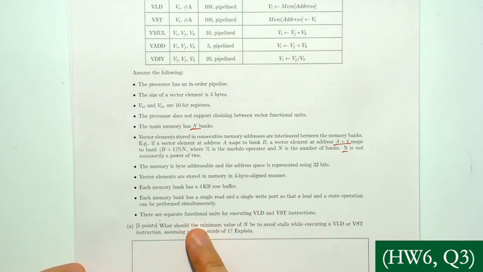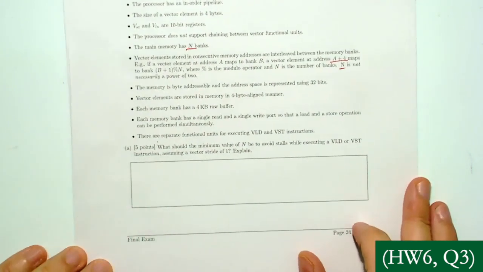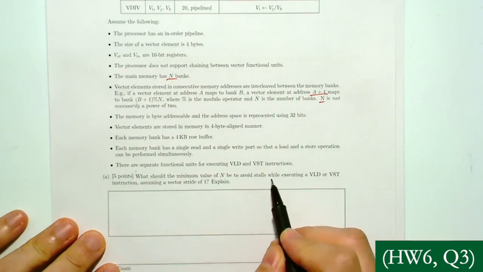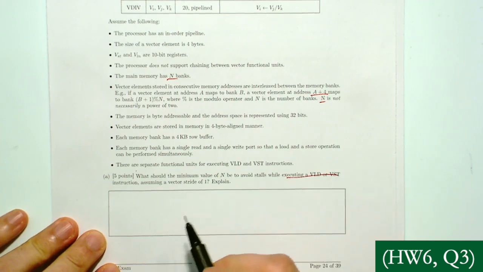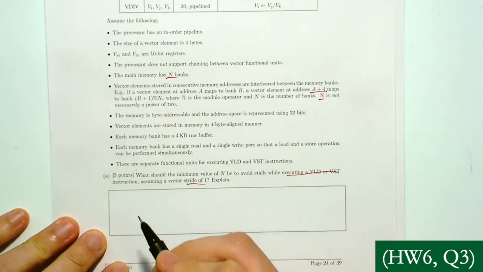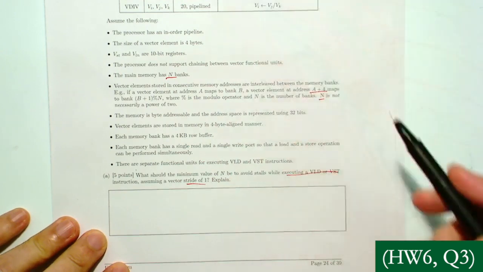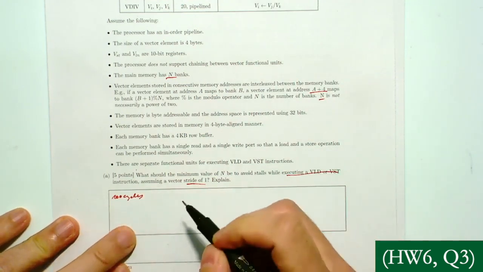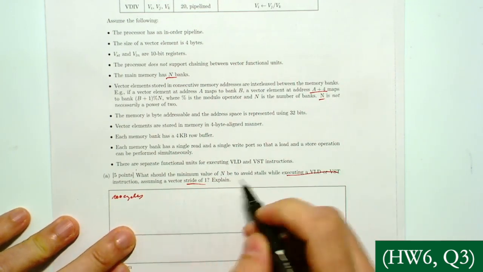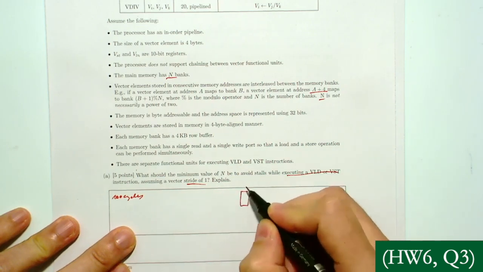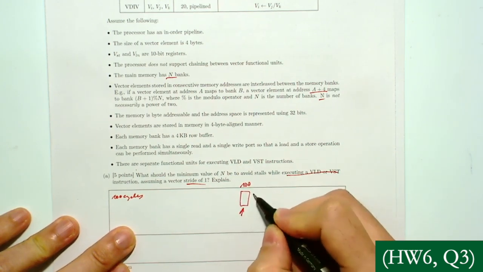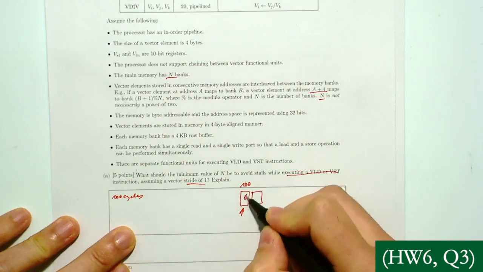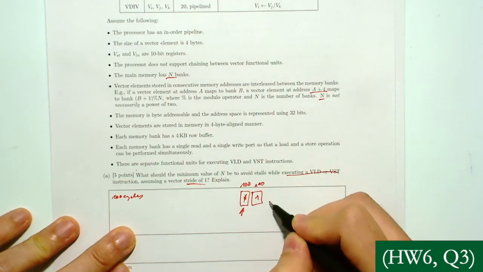So what should be the minimum value of N to avoid stalls while executing loads and stores, assuming a vector stride of 1? So the latency of accessing one single bank is 100 cycles. One bank will be occupied for 100 cycles. So if we pipeline these operations, we can access the next bank, stride 1, so this is bank 0, bank 1, which will take 100 cycles, and so on and so on.